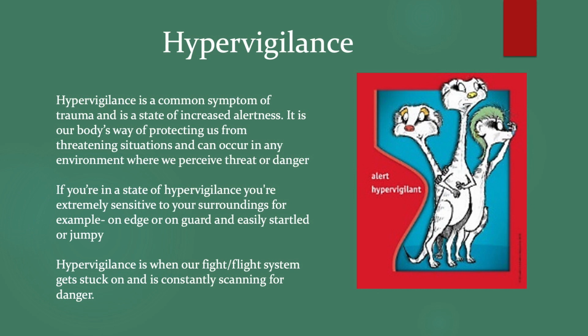Hypervigilance is when our fight-flight system gets stuck on and is constantly scanning for danger. So hypervigilance is the body's way of protecting you from threatening situations. It can occur in any environment where you perceive an extreme threat. An example may include walking home late at night through a strange neighbourhood.